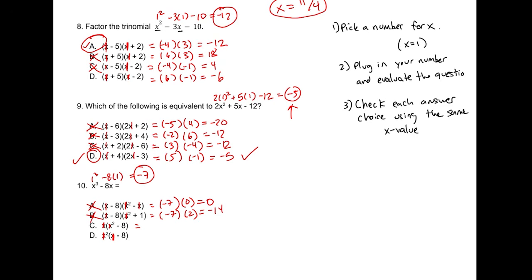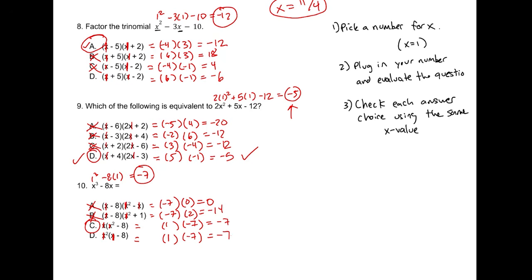For this one, we've got 1 times 1 minus 8, which is negative 7. So that is negative 7. Looking like that is a potentially correct answer. But let's check this last one. This last one, what happens is we get 1 times negative 7 again.